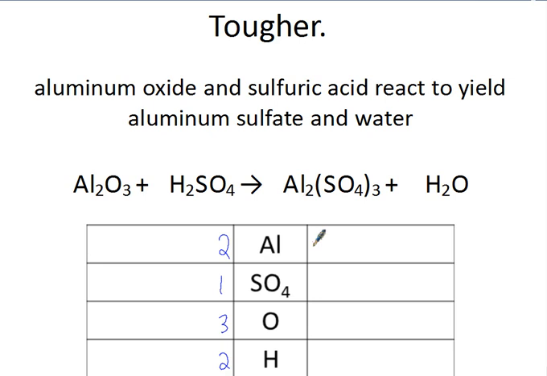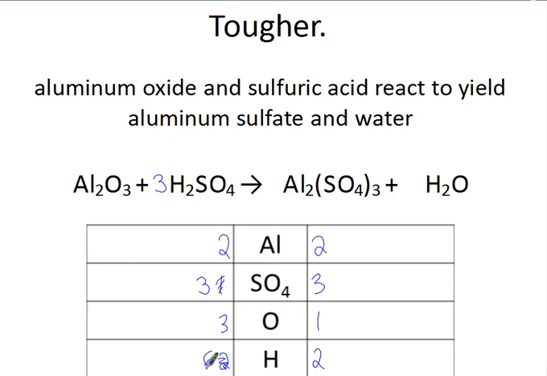I've got aluminum, 2 on this side. That 3 tells me I have 3 sulfates on this side. Okay, 2 hydrogen, and only 1 oxygen. Okay, well, let's start with my polyatomics first. I've got 3 on this side, on my right, so let's add a 3 over here. That'll give me 3 sulfates, but it also will bump up my hydrogens to 6. Okay, aluminum's balanced, sulfate's balanced, oxygen is not balanced, and hydrogen is not balanced.